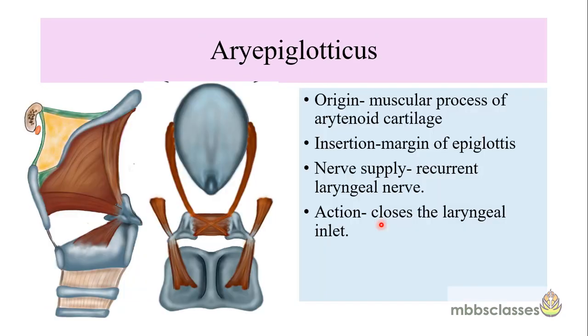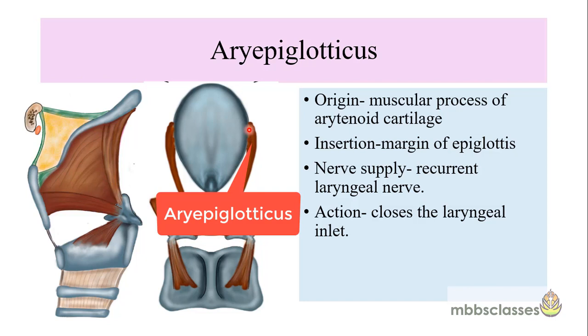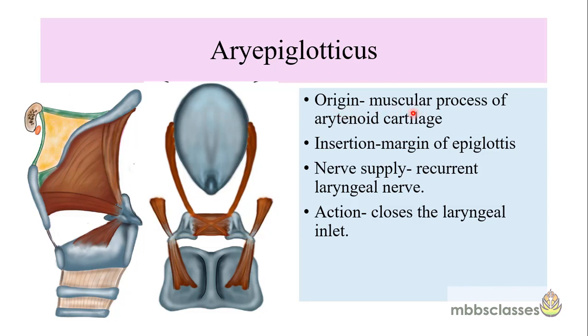The next muscle is the aryepiglotticus. Some fibers of the oblique arytenoid muscle continue and attach over the lateral margin of the epiglottis. The origin is from the muscular process of the arytenoid cartilage. It continues as the oblique, and some fibers continue as aryepiglotticus and are inserted over the margin of the epiglottis. The nerve supply is again the recurrent laryngeal nerve, and its action closes the laryngeal inlet.